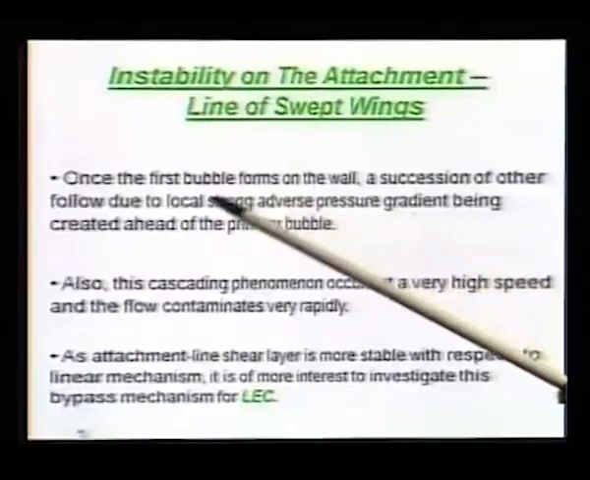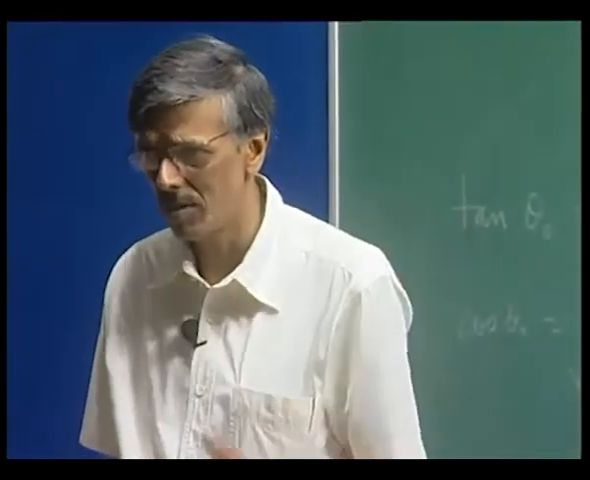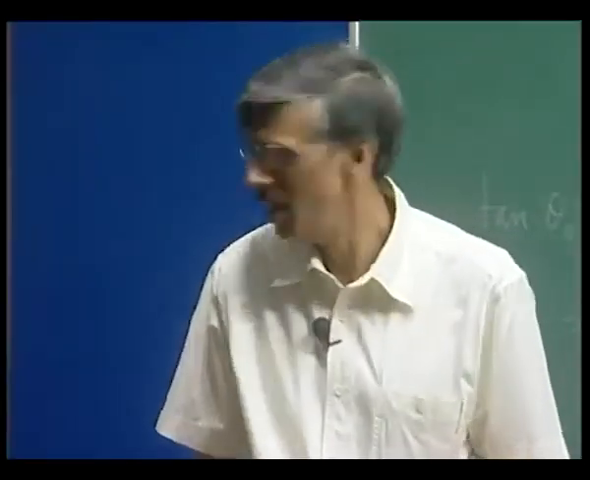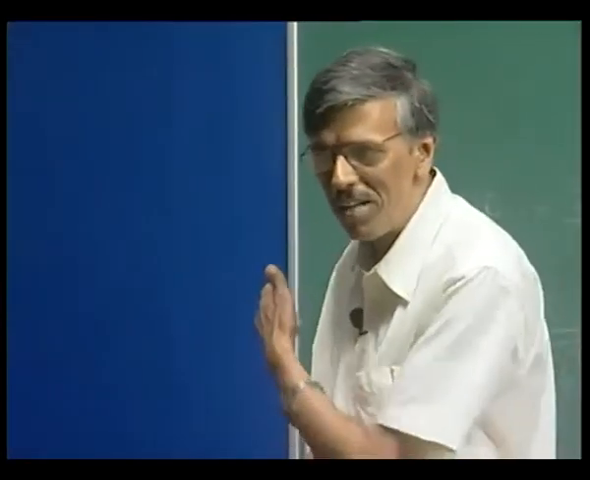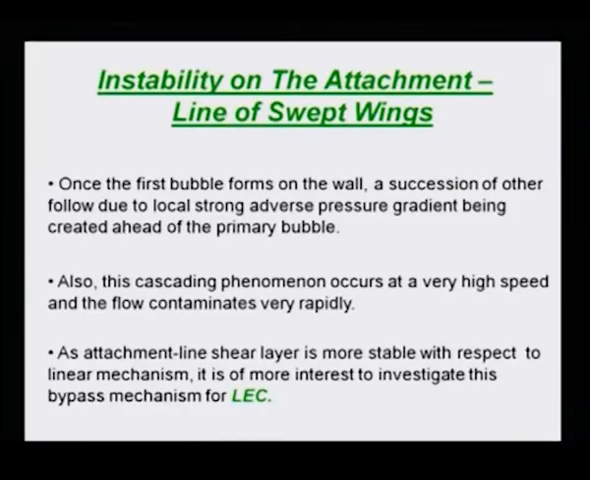That's what you do. You do see an intensification or cascading effect of this adverse pressure gradient, and this cascading phenomenon occurs at a phenomenally high speed, and that's why the contamination just simply sweeps across. So once you have attachment line shear layer, which is slightly more stable with respect to the linear mechanism, it is of more interest to investigate this bypass mechanism of LEC.